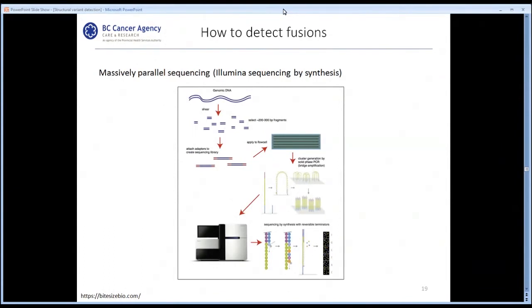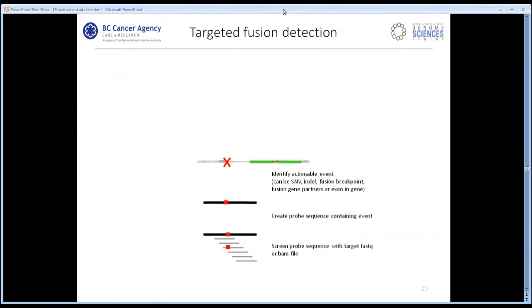More recently, with next generation sequencing, we have moved to massively parallel sequencing. And in this example, I'm showing Illumina-based sequencing, which is sequencing by synthesis. In summary, what happens is the genomic DNA is sheared. Adapters added to the DNA make the sequencing library, which is applied to a flow cell. Cluster generation by bridge amplification is done actually on the flow cell. And these flow cells are loaded onto the machine, and then sequencing by synthesis is performed to produce the individual reads for analysis.